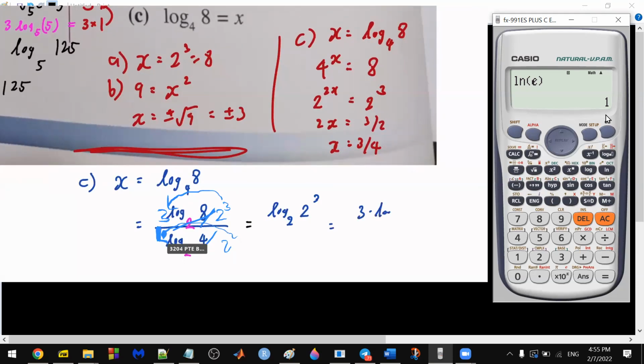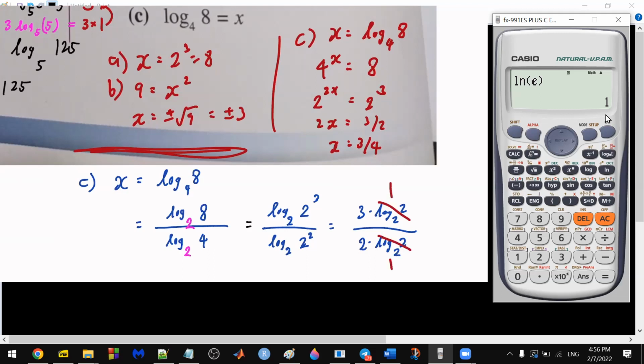So 3 times of log 2 base 2. Then we work with the denominator. 4 is 2 power 2. Bring the power down. You get 2 times of log 2 base 2. You realize that they are just equal to 1. Then 3 times 1 over 2 times 1, which is just 3 over 2.